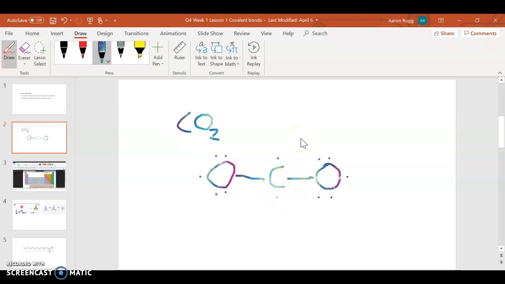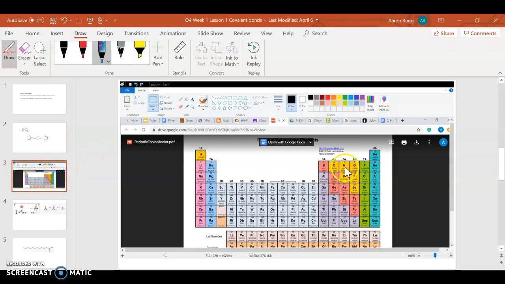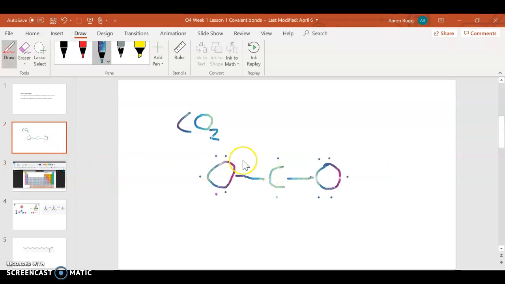Octet rule says that I want 8 electrons around each atom, okay? Unless it's hydrogen, because then it's going to be 2, because hydrogen is stable when it has helium's configuration. So hydrogen is the exception. Okay, so how many valence electrons do I have in oxygen? 1, 2, 3, 4, 5, 6, 7. So I'm 1 off on oxygen, and I'm 2 off on carbon.